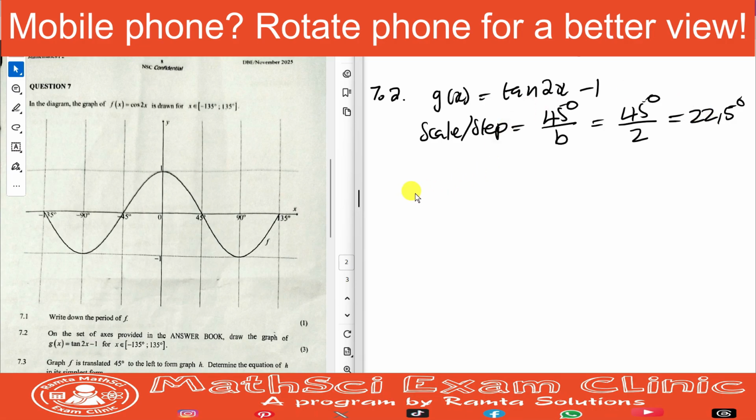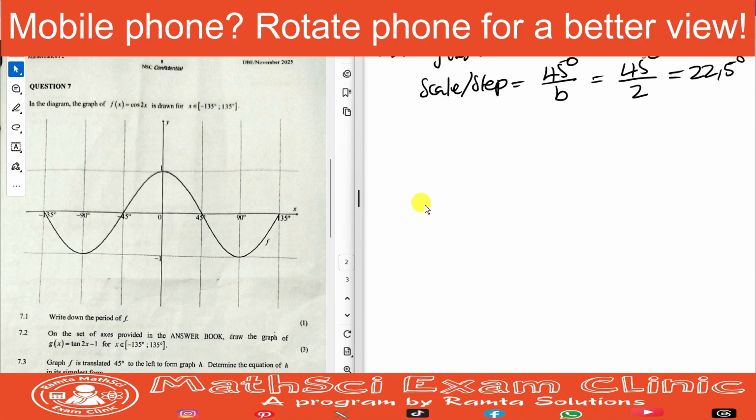Now let me show you how you're going to plot this. But before that, let me just draw this graph. Okay, so let's say this is negative 135, and this is negative 90 degrees.